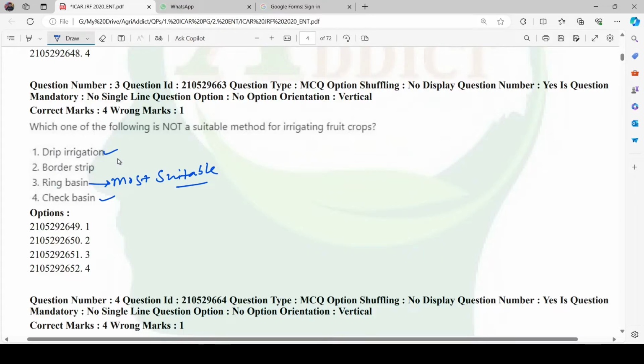So all of these three are for fruit crops, only the border strip method is not. So the border strip method is the correct answer. It is not a suitable method for irrigating fruit crops, and this method mainly is not followed in sandy soil areas. So the border strip method is the correct answer in this question.